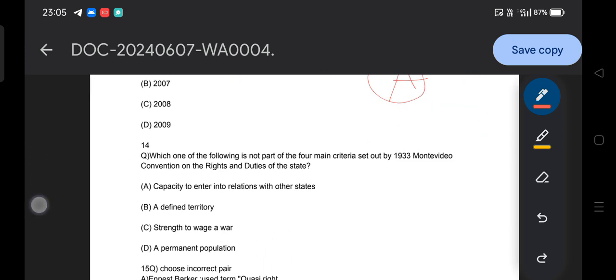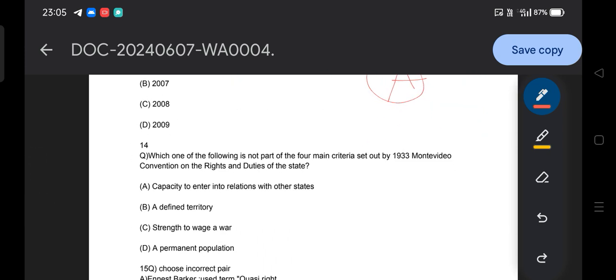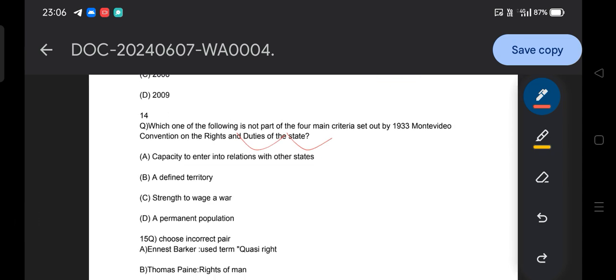Next question: which one of the following is not a part of the four main criteria set by the 1933 Montevideo Convention on Rights and Duties of States? Within the theory of the state or theory of rights, there is another development, the Montevideo Convention of 1933. Option A, capacity to enter into relations with other states. Option B, defined territory. Option C, strength to wage a war. Option D, a permanent population.